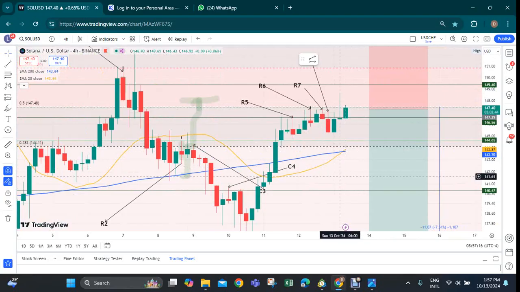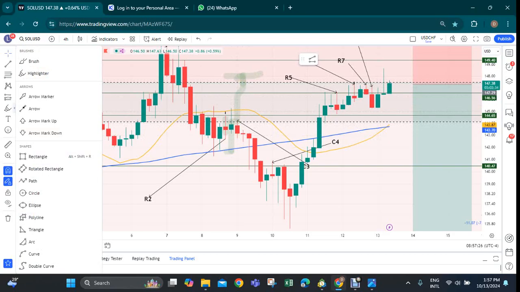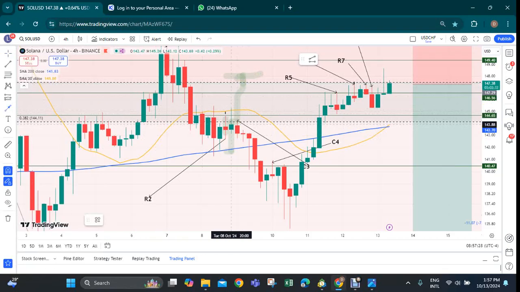So now, this is it. We took our buy from this green candle here, to the upside, right? We took our buy from this green candle, to the upside, right?